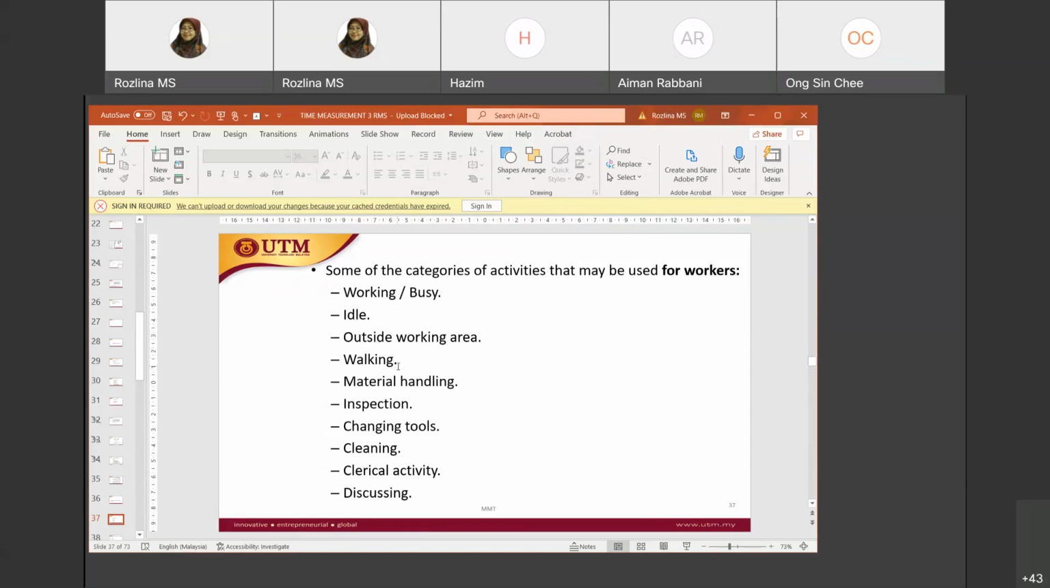Maybe the worker is walking, or doing material handling, using the material handling equipment, or maybe doing inspection, or changing tools, doing cleaning, clerical activity, the clerk's kind of work, and then maybe having discussions, or maybe a toolbox meeting. So we can see these are the categories of activities for the workers.